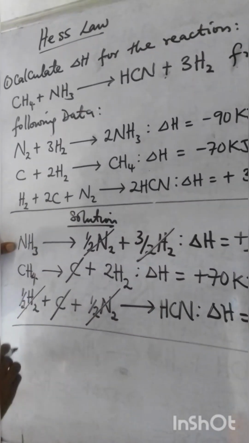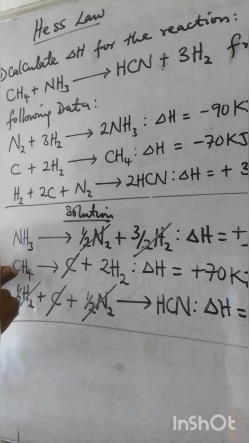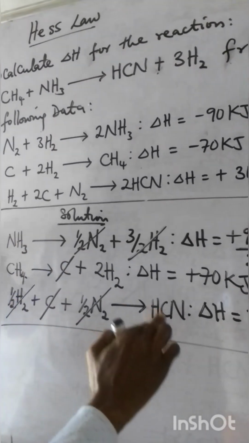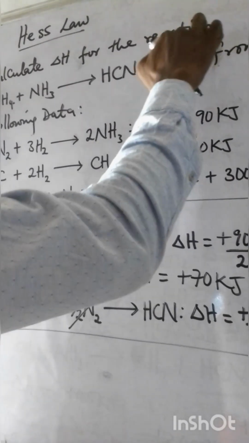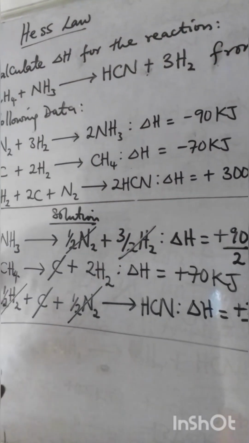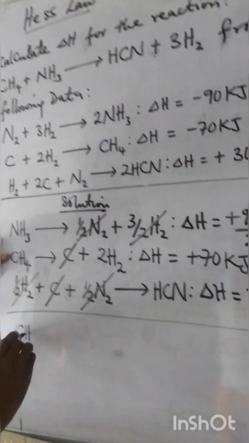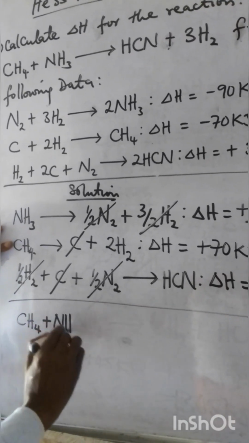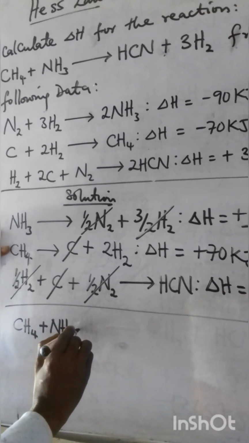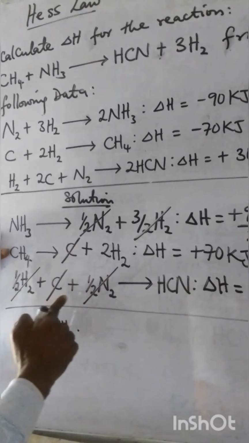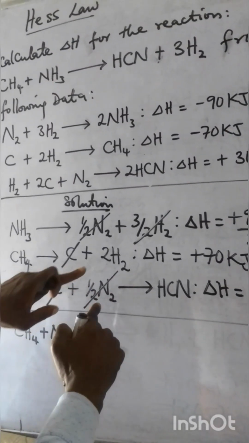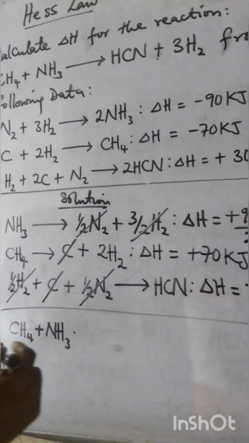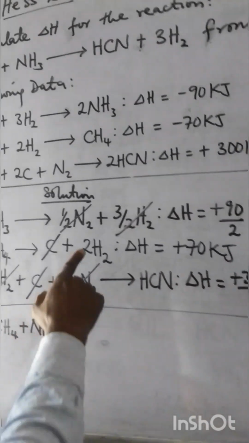Here we have ammonia and methane. If you check, what is remaining is exactly a copy of this first equation. So we rewrite CH4 plus NH3. There is nothing at the reactants. Okay, we have this at the reactant side, right? We have this at the reactant side.